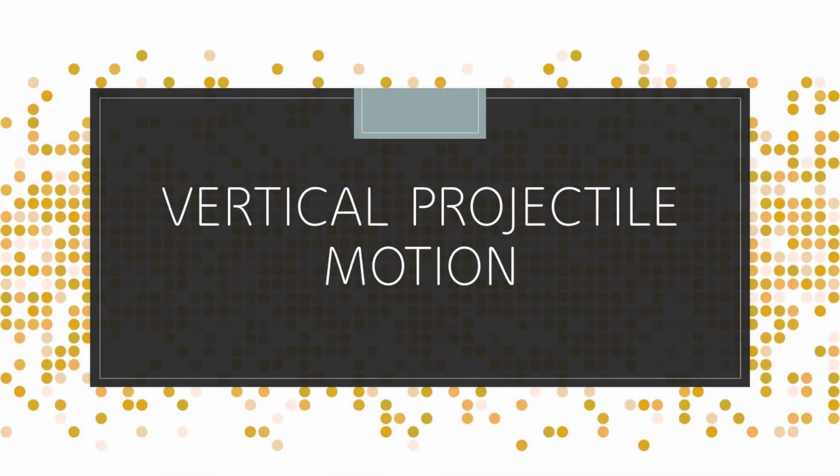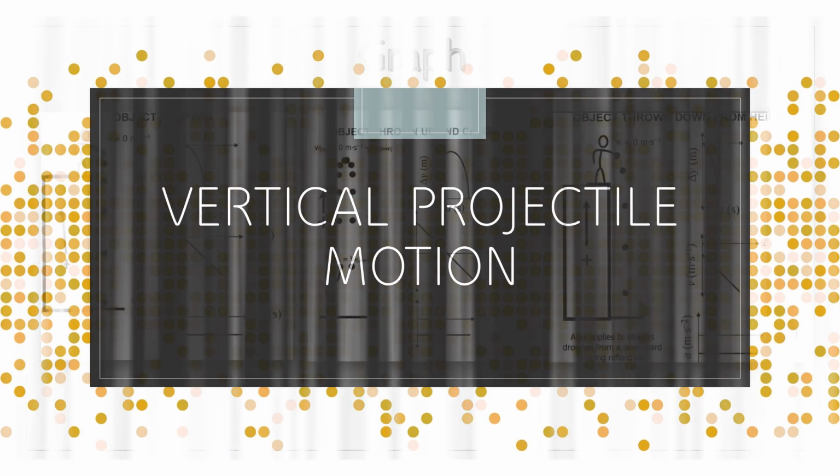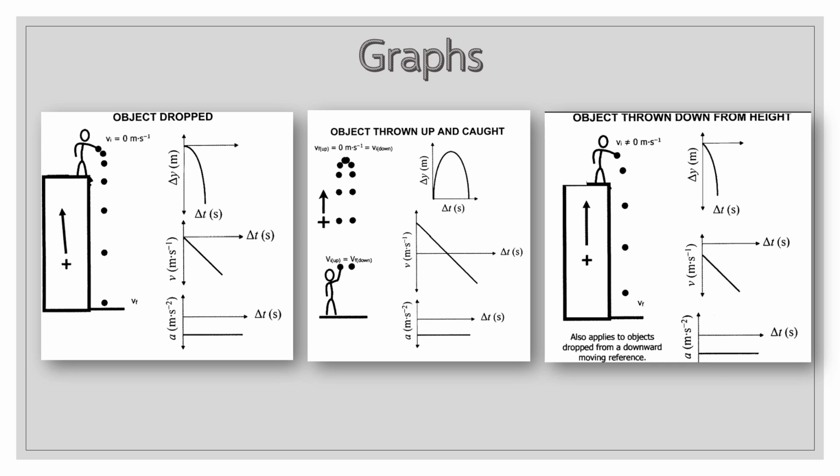Particle projectile motion, BPM Part 1, Graphs. The first scenario explains when an object is dropped from the building and upwards is taken as positive. You will start with your initial velocity being 0 because it's dropped.